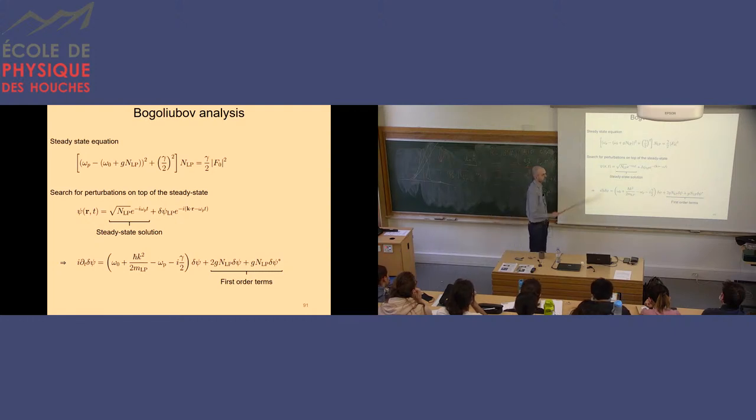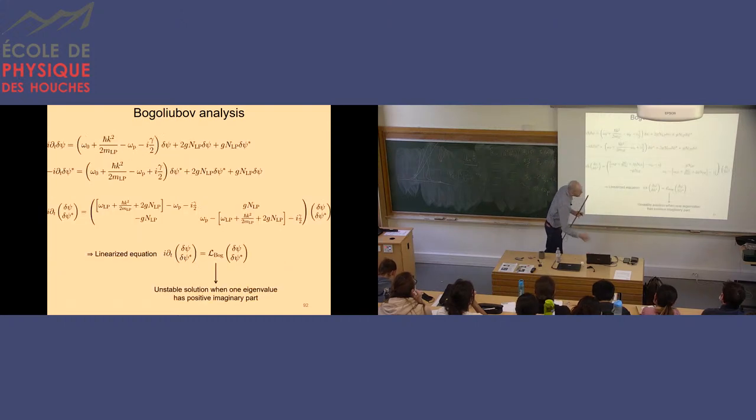I can inject this again into the Gross-Pitaevskii equation. I use the fact that this is a steady state solution of the system, and I end up with the following equation for delta psi, where I only keep the first order terms. Okay? This is what I obtain. And the trick that is usually done in a Bogoliubov analysis is that you see that in this equation you have delta psi, but you also have a delta psi star somewhere. So you take the complex conjugate of this equation, and now for these two equations, you can write a linearized, first order equation for this vector, delta psi and delta psi star, with a matrix here that is called the Bogoliubov matrix, which is a little bit different from the one you usually know because there is a dissipation here.